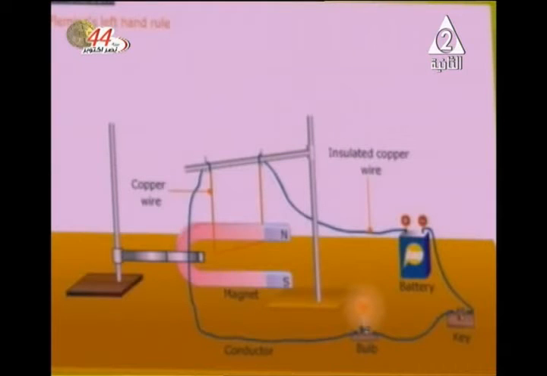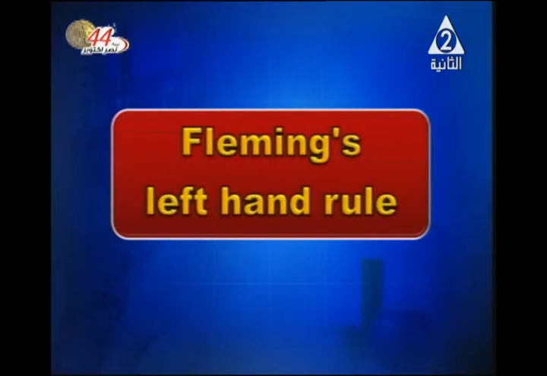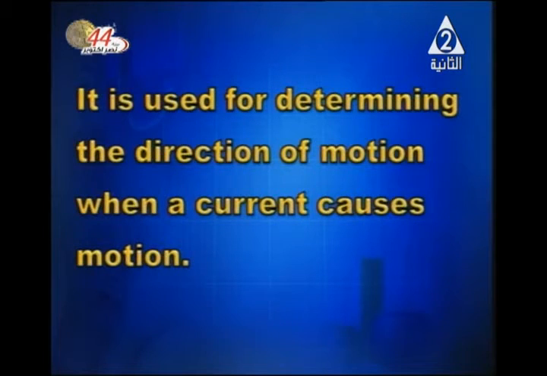To determine the direction of the force, the direction of motion, we use Fleming's left-hand rule. Fleming's left-hand rule is used for determining the direction of motion when a current causes motion. What does it mean when a current causes motion? It means we've got a wire placed in a magnetic field and a current is passed through the wire and the wire moves, so we call it current causes motion. We start with current, allowing the current to flow, then the wire moves. We'll use Fleming's left-hand rule to determine the direction of motion or the direction of the force of the magnetic field that acts on the wire.